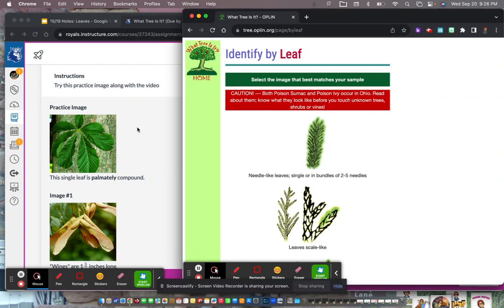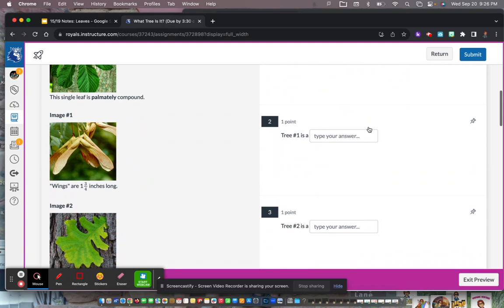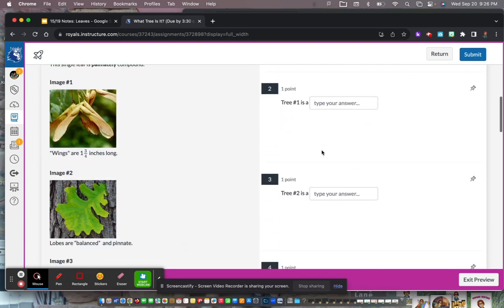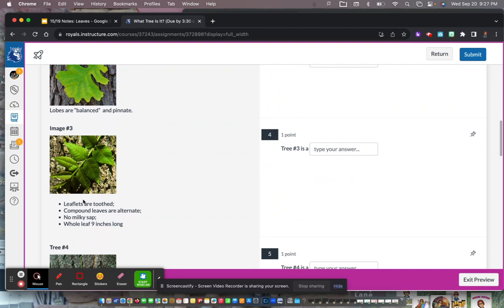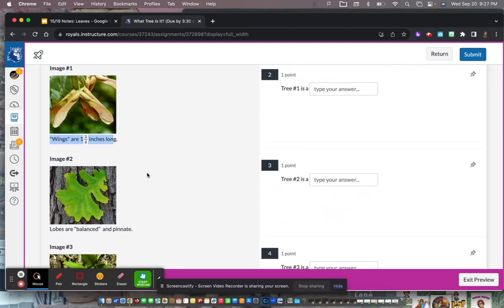Okay, I think that's pretty much all you need to do. You enter that there. So now that's the practice one. So go ahead and do practice and enter in horse chestnut. And now you can go ahead and start doing it on your own. Notice that many times underneath the photo, we have little hints that are necessary to help you identify the tree. The wings are 1 3/4 inches long, or the lobes are balanced and pinnate. Make sure you read those little hints because those are going to be key to you identifying your tree.